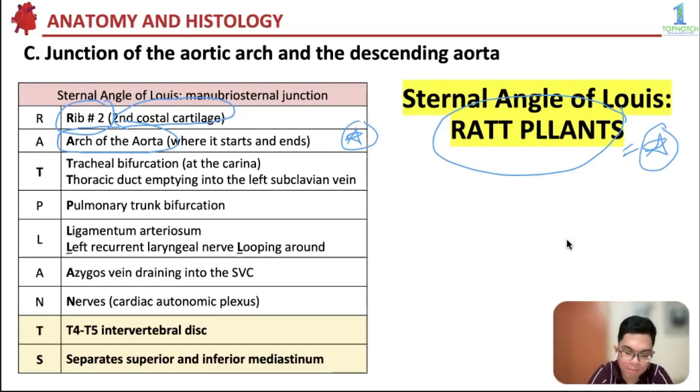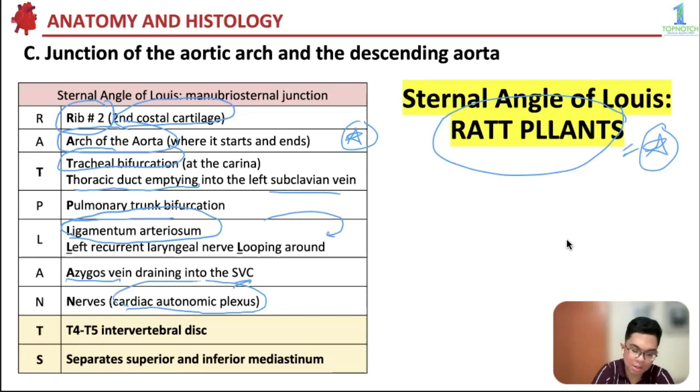So the T is a tracheal bifurcation and where the thoracic duct empties into the left subclavian. It's also where the pulmonary trunk bifurcates into the left and right pulmonary arteries. It's where the ligamentum arteriosum is located. Kaya dyan din nag-loop yung left recurrent laryngeal nerve. It's where the azygos vein drains into the SVC. It's where you find the cardiac autonomic plexuses.